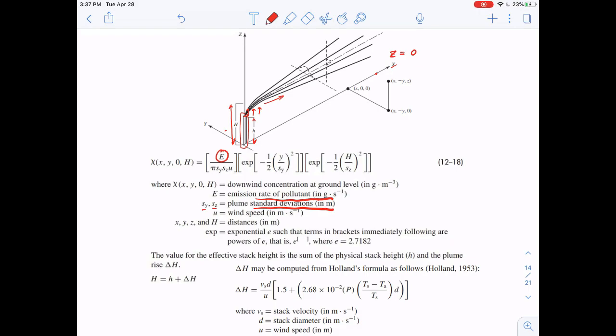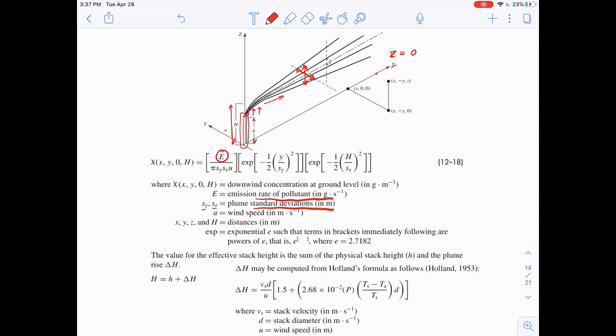For example, if we're talking about a very slow wind speed, it will actually help the dispersion of the pollutant to happen in the y direction and in the z direction. For example, here is the dispersion along the z direction, while here is the dispersion along the y direction.